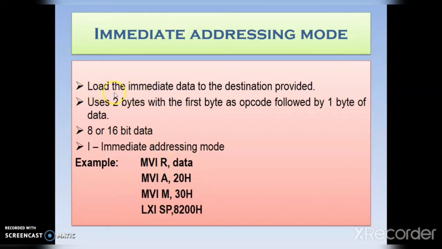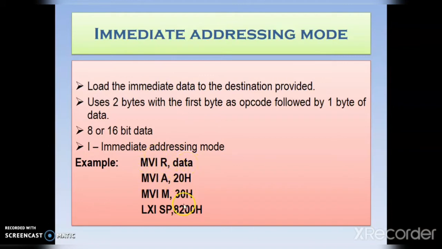So the function of this addressing mode is to load the immediate data to the destination provided. This is the immediate data, and we have to load it to the destination. Here the destination is a register. We have different types of registers, so whichever register we mention here, we load this data immediately into that register. That is the function of the immediate addressing mode. Here the data represents 8-bit or 16-bit.